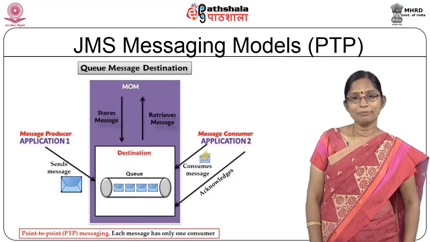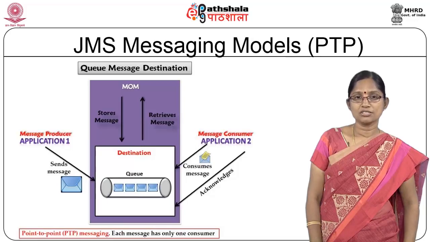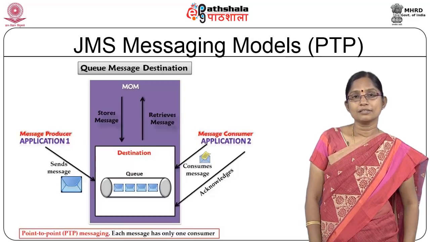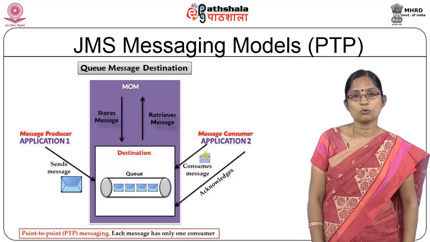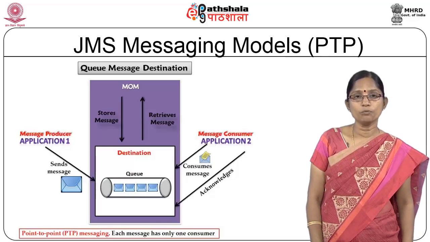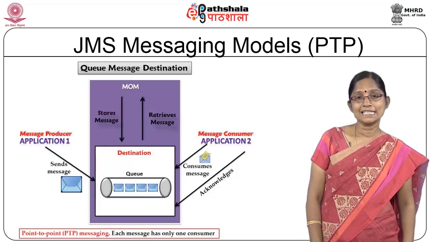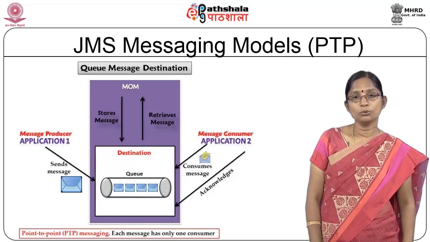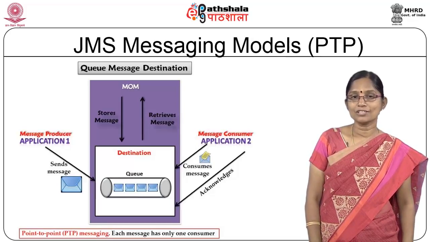You can see that two applications are there. One application can be considered the producer and the other the consumer. In the middle you can see the MOM, which is nothing but the JMS provider. The destination is composed within the JMS provider, and the destination is visualized as a queue. The producer, whoever produces the message, sends it to the queue. From the queue, the application on the other side, the message consumer, tries to consume the message. Once it consumes the message, it sends the acknowledgement back to the destination. So each message is going to have only one consumer.